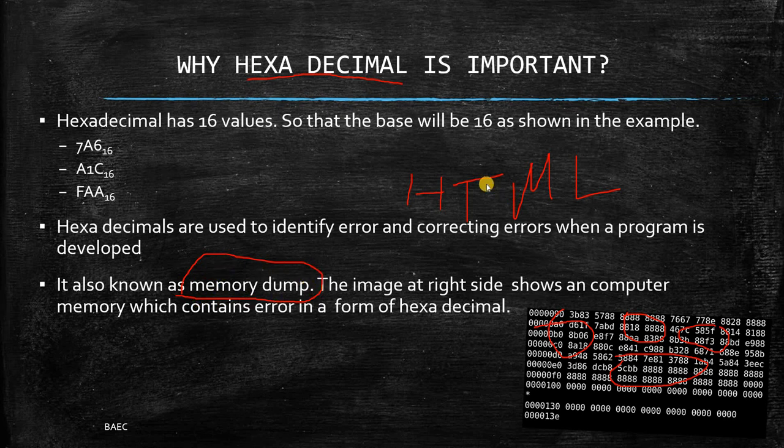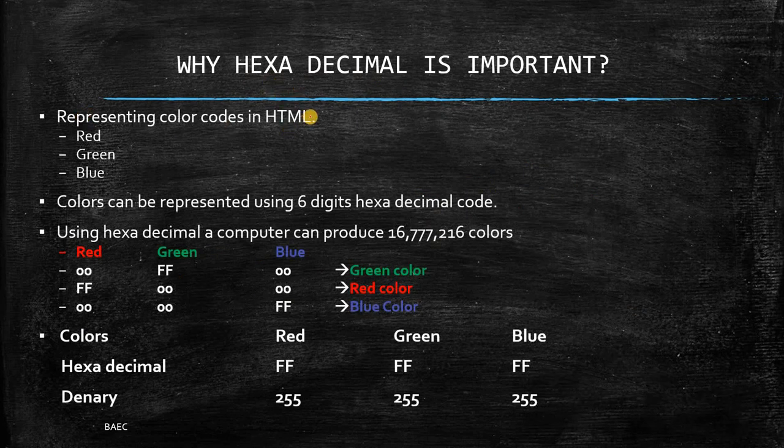Okay. The second purpose is HTML. Here it is, representing color codes in HTML. The computer's basic colors, you are aware of that. Red, green and blue are the basic colors. I repeat, red, green, blue are the basic colors. If you take these three color paints in three different buckets, using these three paints, almost you can make 16 million colors. You are wondering how, right?